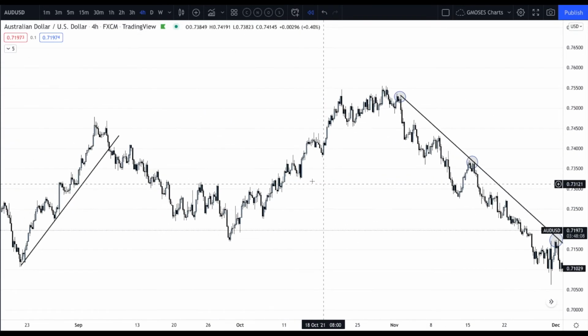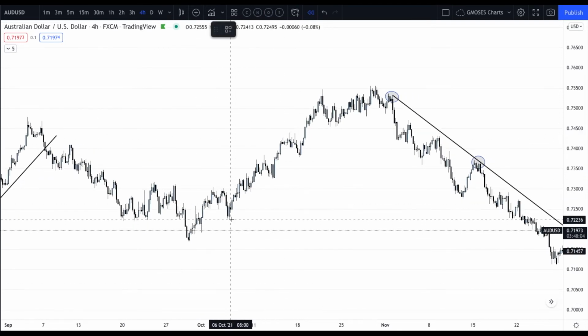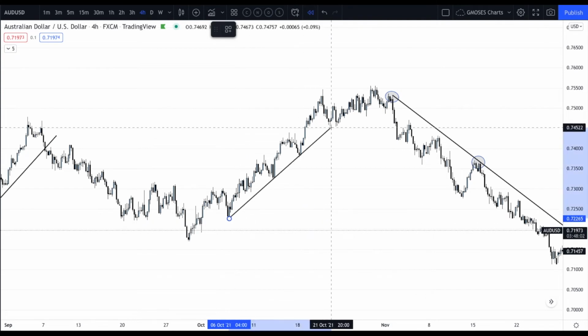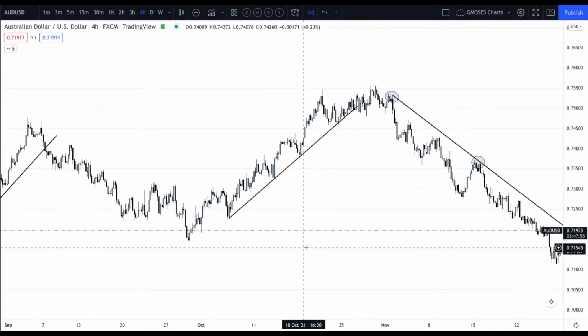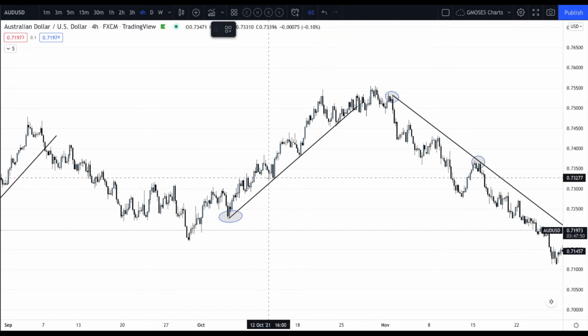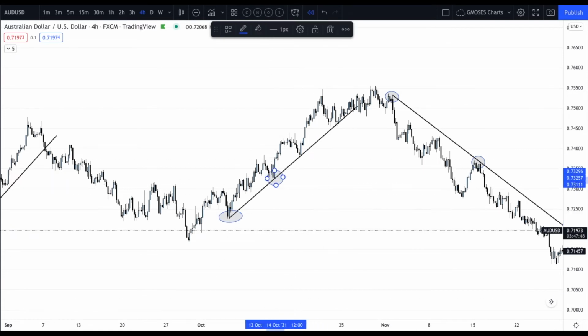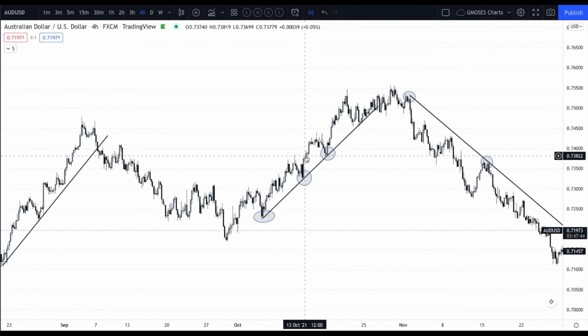Okay, so let's look at another part. Let's look at another uptrend here. Outermost valleys, we want to go ahead and connect. As you can see, we have 3 points here. We got 1, we have 2, and we have 3. So this is a valid trend.